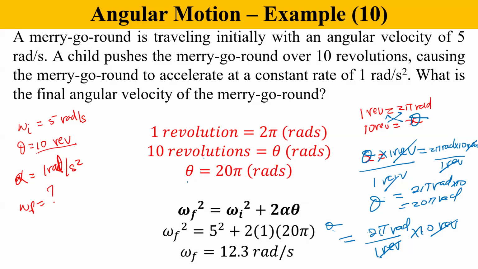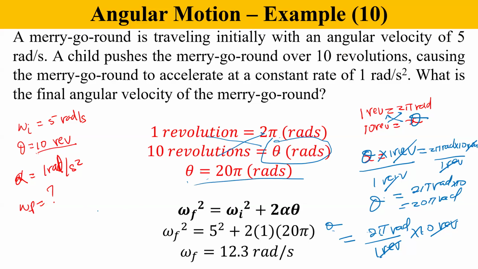Whichever one is easier for you. Because remember, this is the unknown right here. So you cross multiply. So it's theta times this, and then that times that. All right, and you end up with this.